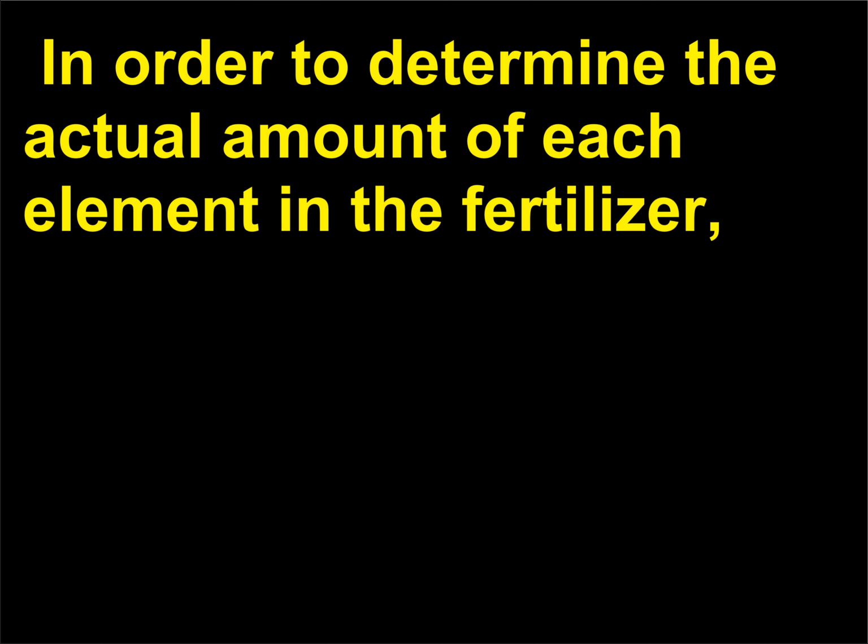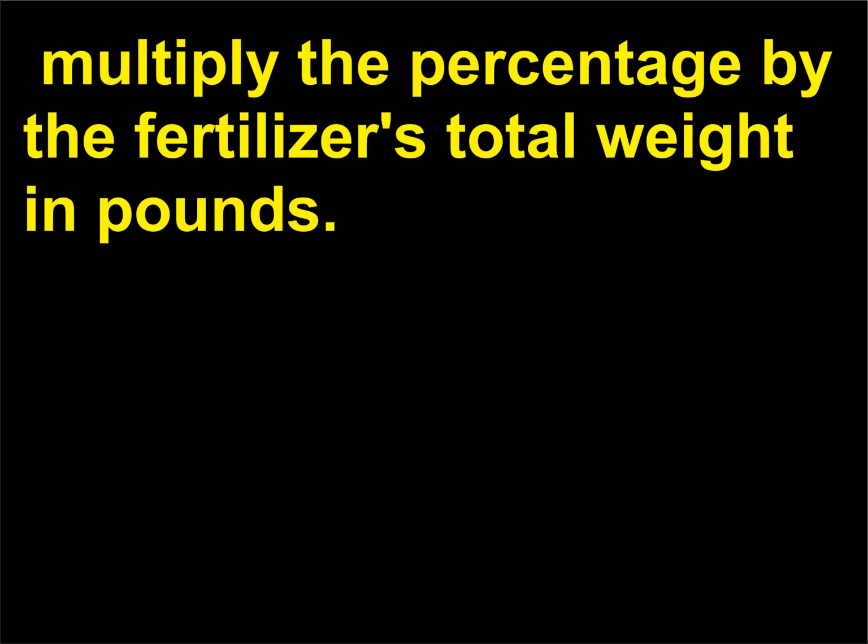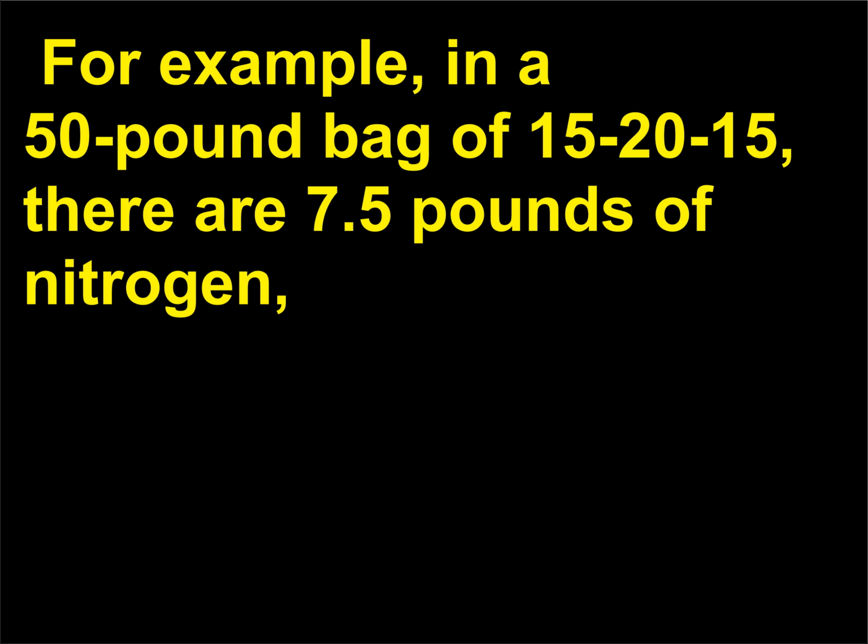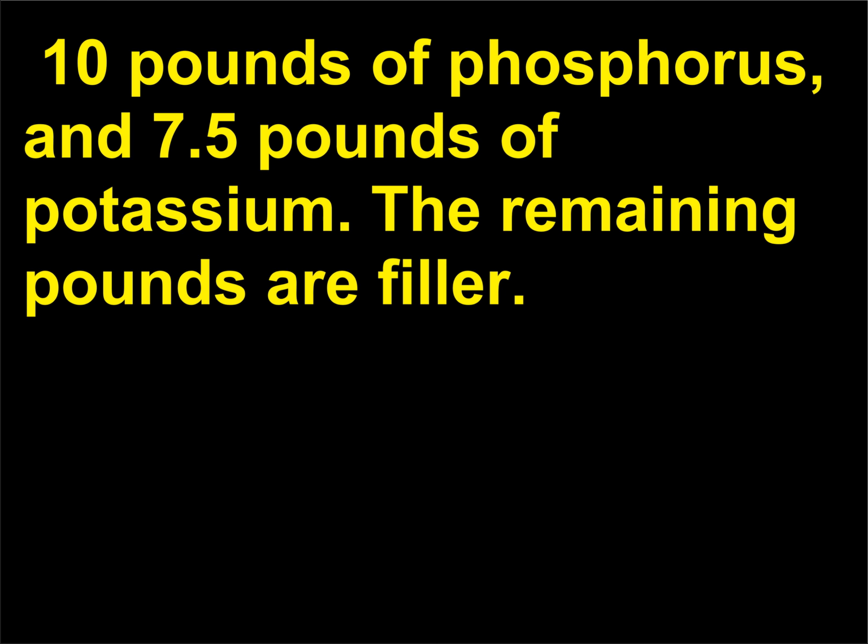In order to determine the actual amount of each element in the fertilizer, multiply the percentage by the fertilizer's total weight in pounds. For example, in a 50-pound bag of 15-20-15, there are 7.5 pounds of nitrogen, 10 pounds of phosphorus, and 7.5 pounds of potassium. The remaining pounds are filler.